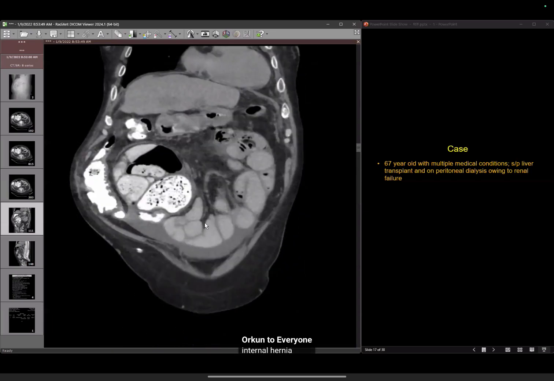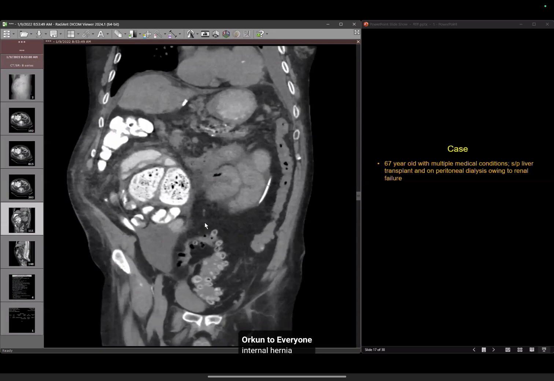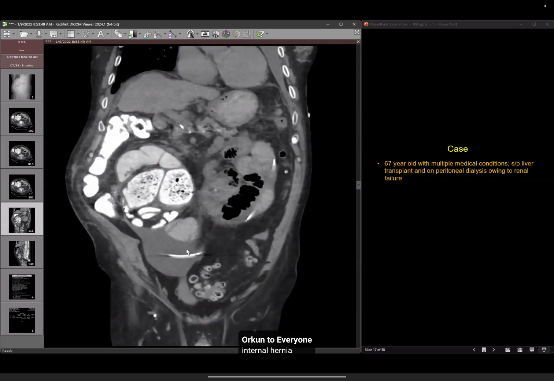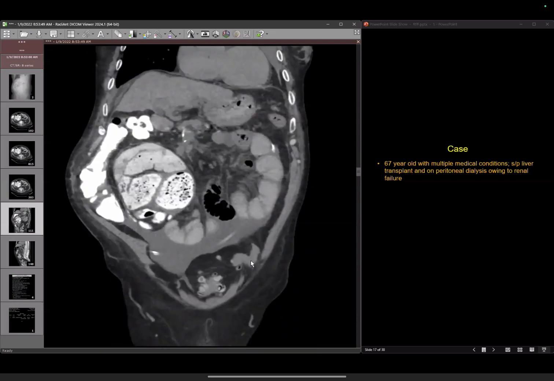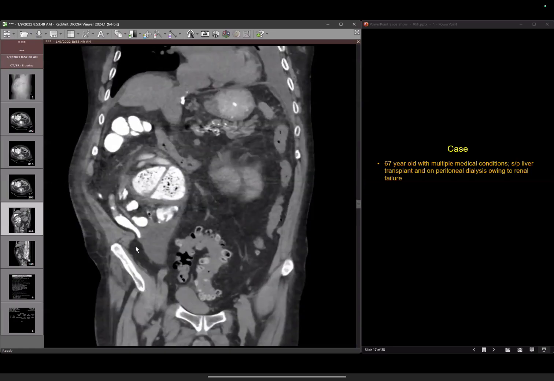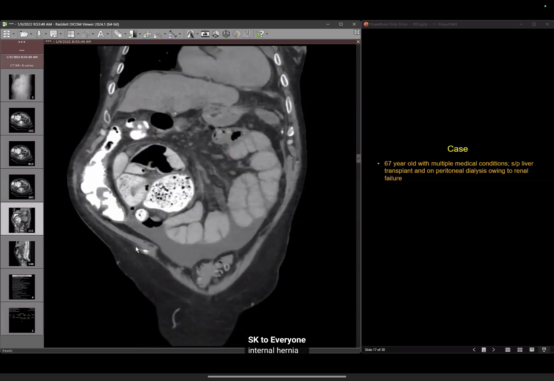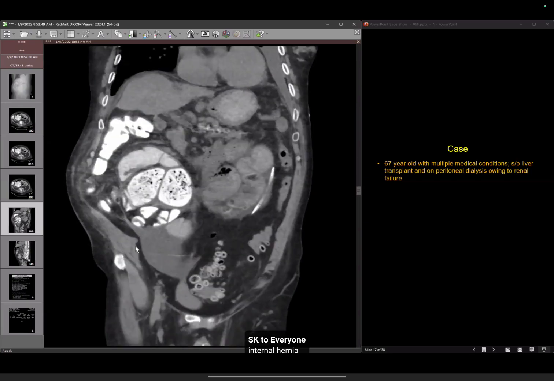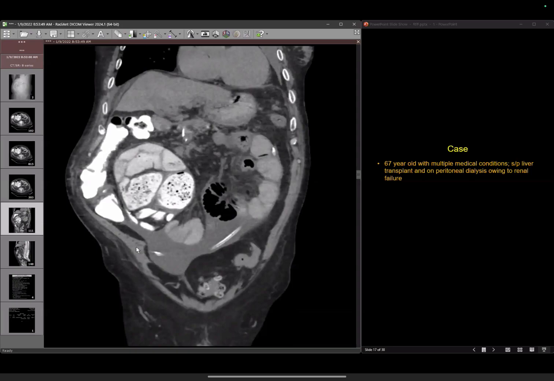So the peritoneum haziness would be expected, right? Because there is fluid, there is a peritoneal dialysis catheter. So that's not unusual, isn't it? Yes, sir. But you made the other findings as well. Now, so let me ask you, do you think there is bowel obstruction here?